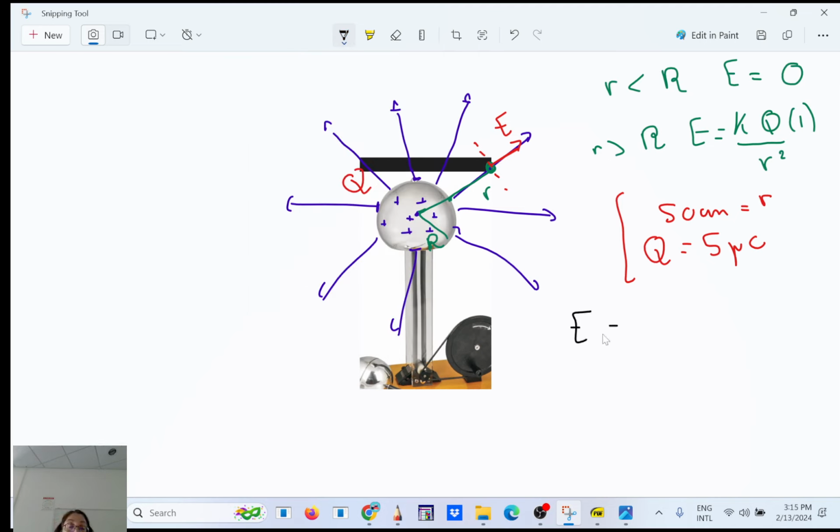So the electric field will be the force per unit coulomb. Okay, so it means you have 1 coulomb of charge here. It's going to be repelled. What's going to be that electric field here? It's the force per unit charge. So it's going to be what? 9 times 10 to the 9, the charge on your Van de Graaff is 5 microcoulomb, and the distance between here and there is going to be 0.5 squared. So what do you get?